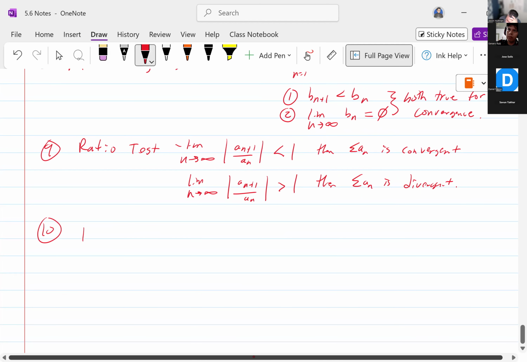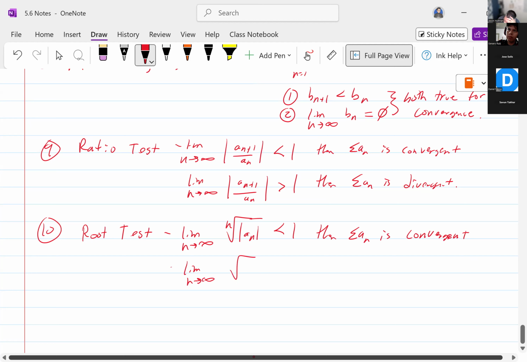Okay, and then the root test. The limit as n goes to infinity of the nth root of the absolute value of a sub n, if that is less than 1, then the original series is convergent. And if the limit is greater than 1, then a sub n is divergent. Okay, and that's all 10 tests.